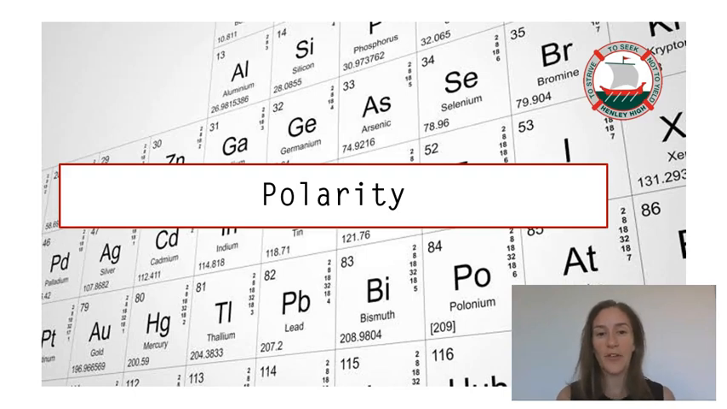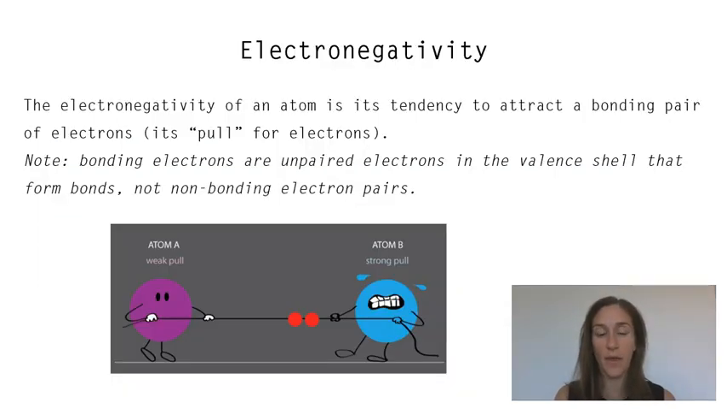In this video, we're going to look at polarity. To understand polarity, we first need to look at electronegativity. This is the tendency or ability of an atom to attract a bonding pair of electrons. Note these are only the two electrons in the bond between atoms. They're not any other electrons, such as non-bonding electron pairs.